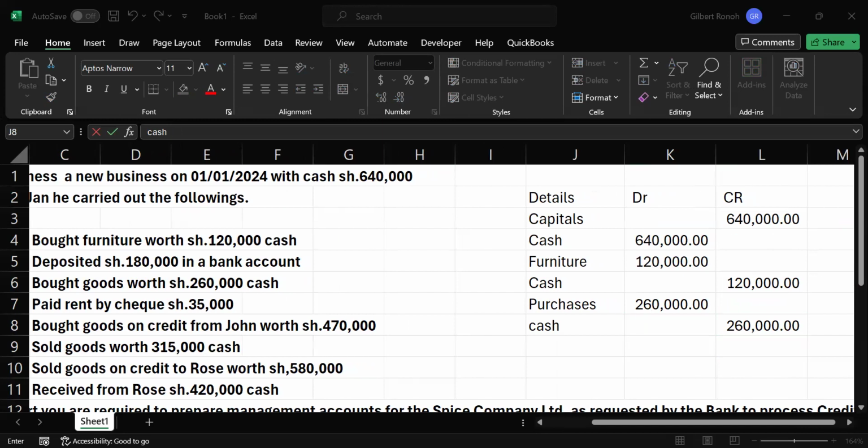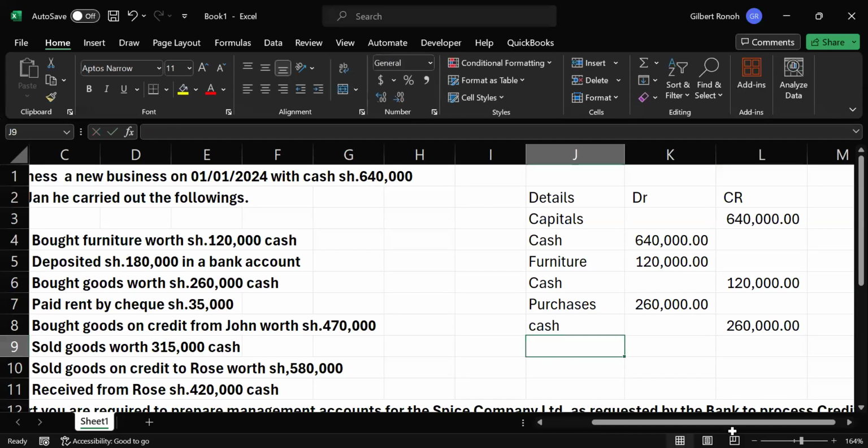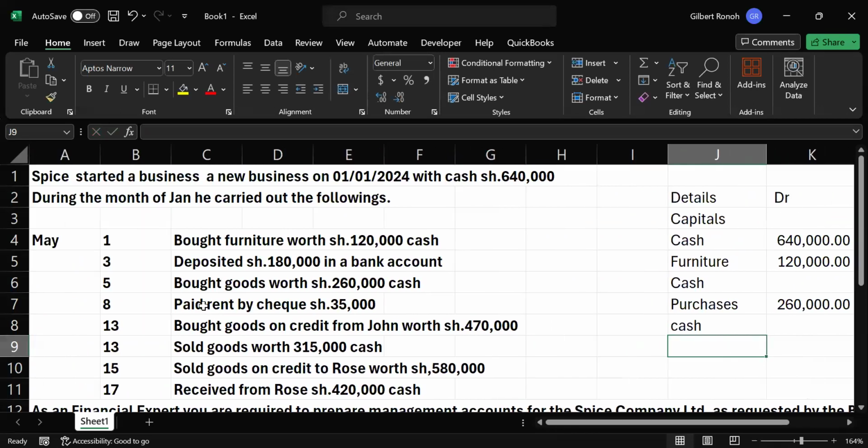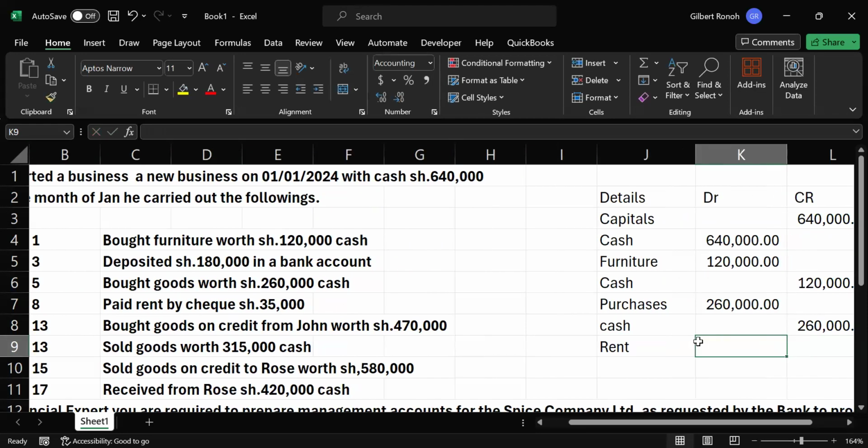And then they paid rent by check. So the first thing when recording any transaction in finance, you have to ask yourself the classification of the account. What is rent? Is it an expense? Is it an income? Is it a liability? Is it an asset? So rent is an expense. So we have now an account called rent. And anytime you increase expenses, whether it is rent, transport, electricity, what happens? It goes up. So when it goes up, you debit.